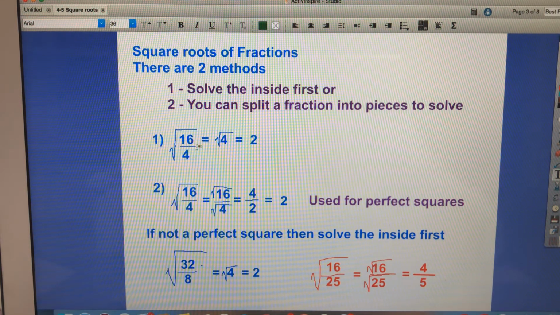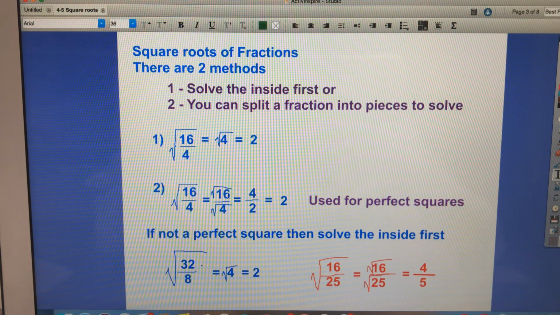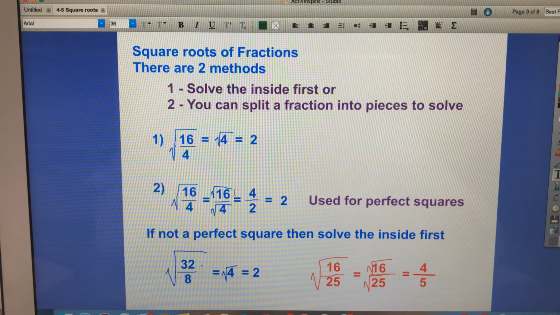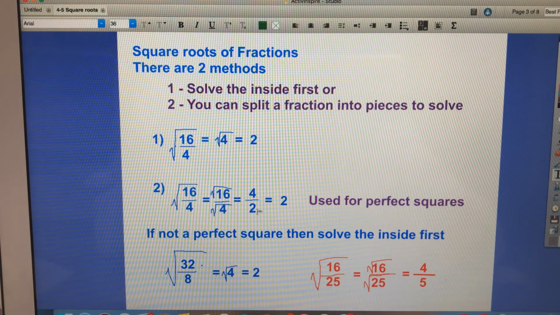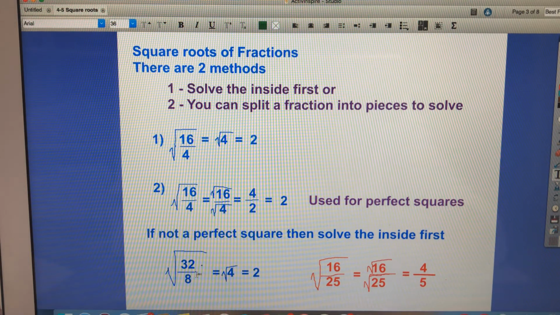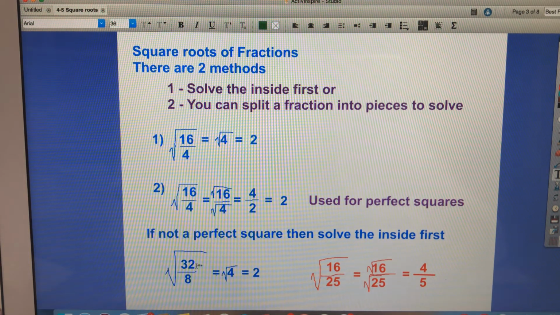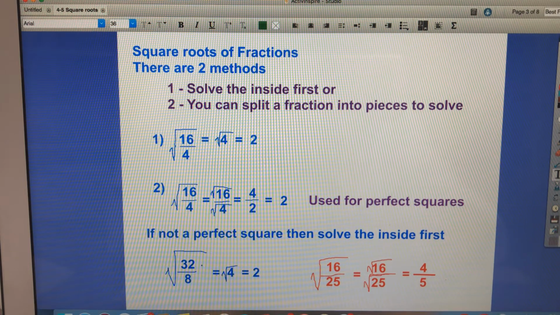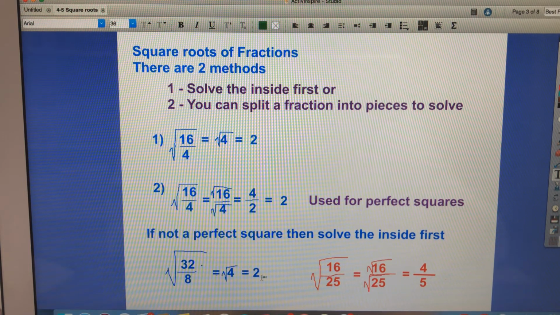Here I have 16 divided by 4 is 4, square root of 4 is 2. Square root of 16 is 4, square root of 4 is 2, 4 divided by 2 is 2. But if they're not perfect squares, then you're going to just do the inside first. 32 is not a perfect square. Neither is 8. So I'm going to do 32 divided by 8. I get 4. How convenient. It's a perfect square, equals 2.